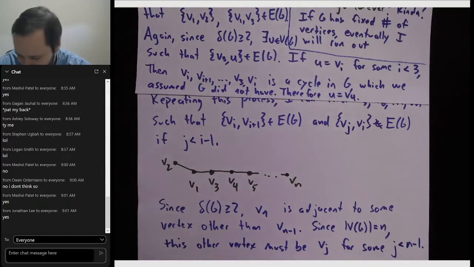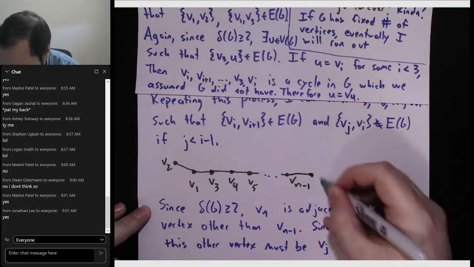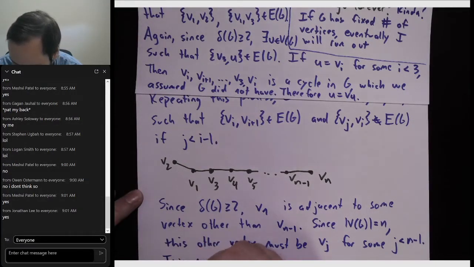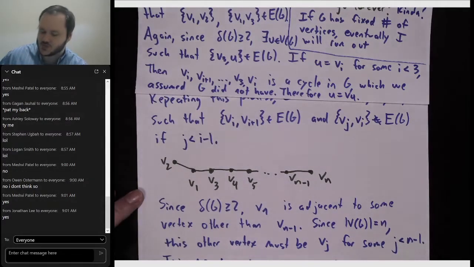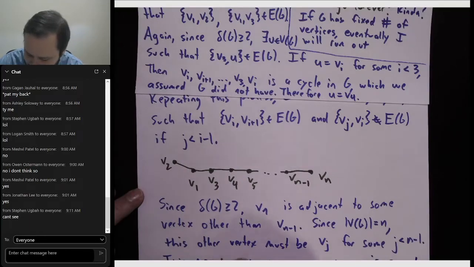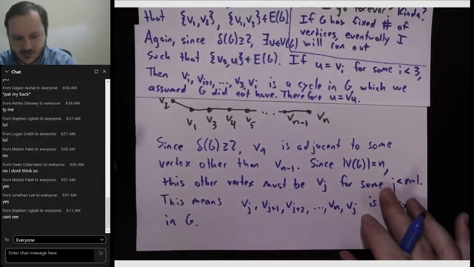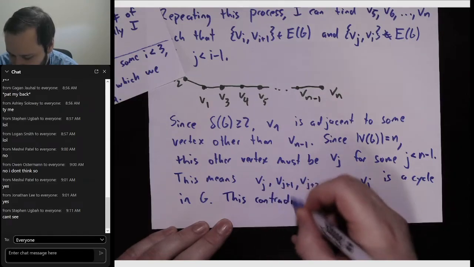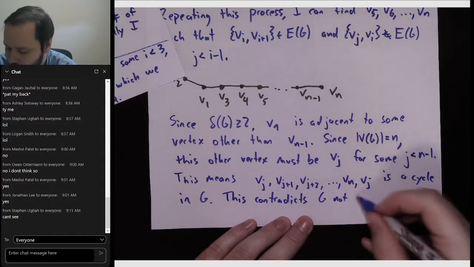Let me add to my picture. There's got to be something back here. And that means that if I start at v sub j, and then I go to v sub j plus 1, and v sub j plus 2, and I keep going all the way up to v sub n, and then back to v sub j, that's going to be a cycle. And that's a contradiction. This contradicts G not having a cycle.